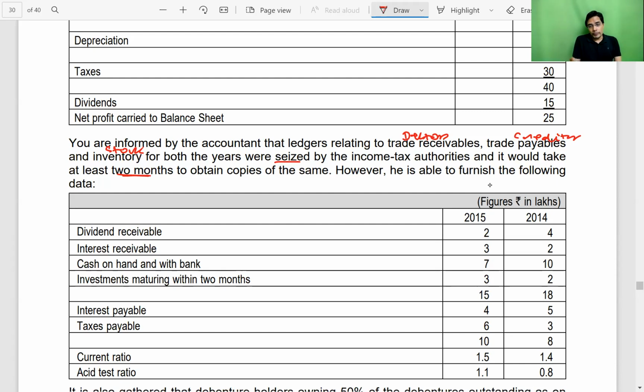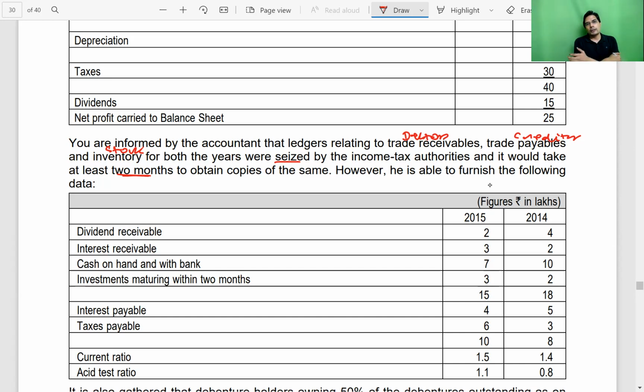Now, to prepare cash flow statement, we need collection from debtors. That comes from the debtors account. And to prepare debtors account, we need the opening balance of debtors, closing balance of debtors. But those information are with income tax authorities, and he will give us after 2 months. He is telling, I will not give you today.